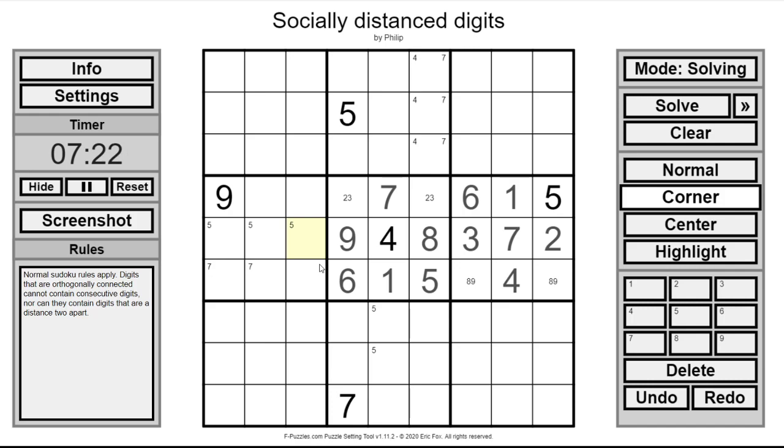What else? 4s. 4s are very limited. Yeah, 4 can't go there. Okay, perfect. Can no longer be a 5. 6s as well are very limited, because the 6 can't go next to the 4, we know. This must be the last number, which is a 1.